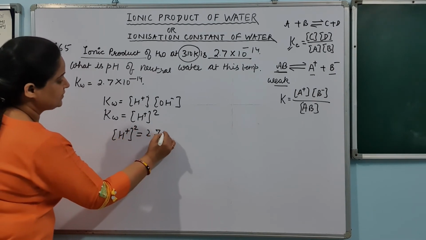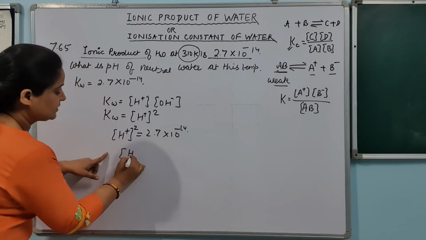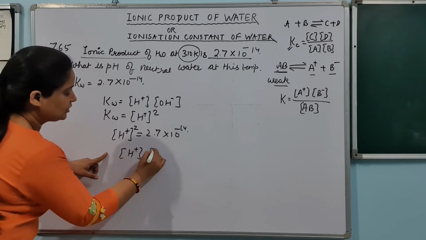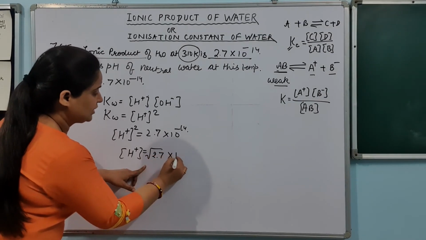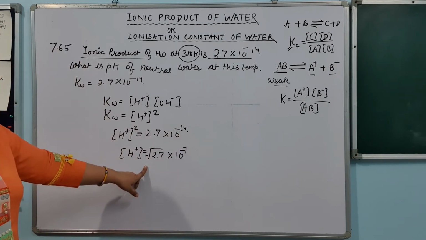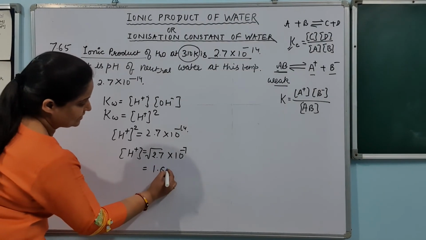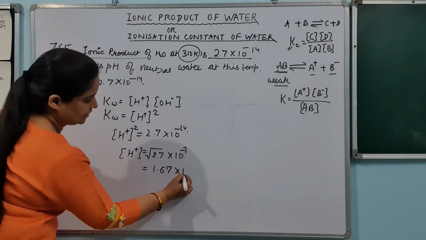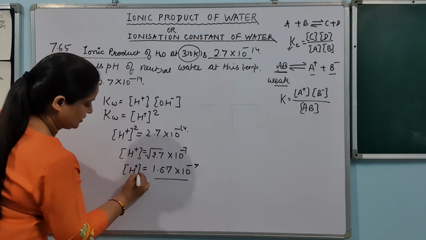Kw value is given to you, so can't you calculate the H plus ion concentration? Kw is 2.7 into 10 raised to power minus 14. So what will the H plus ion concentration be? We take the root of everything, root of 2.7 into 10 raised to power minus 7. So this way you have taken the root. Calculate the H plus ion concentration. You will find it like 1.67 into 10 raised to power minus 7. So H plus ion concentration is this.